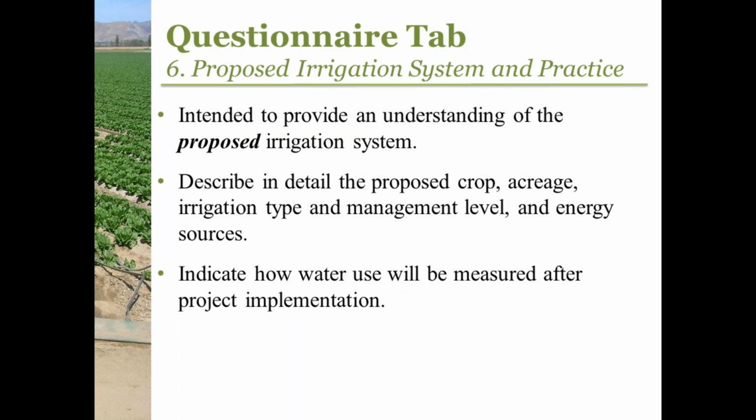This is the part where you're going to go into what you're proposing. This is the proposed irrigation system and practices. So, like I said prior, if you have flood, but you're interested in putting in micro irrigation, this is where you go in and elaborate about the micro irrigation system that you're proposing to install. We're going to want you to describe in detail the proposed crop, acreage, irrigation type, and management level, as well as the energy source that's indicated with this project. And then also indicate how water will be measured after the project implementation. We need project measurement. So that's why flow meters are a very important part.